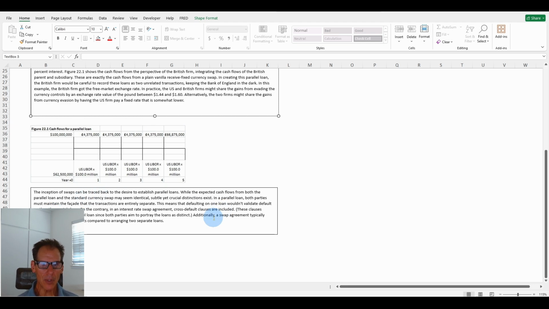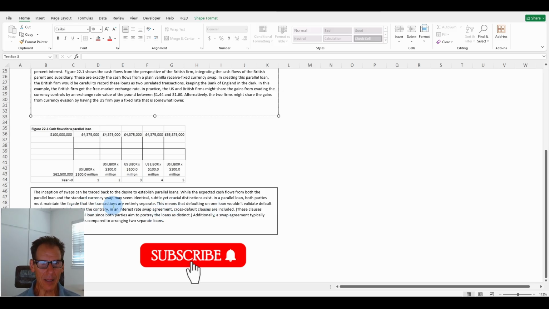While the expected cash flows from both the parallel loan and standard currency swap may seem identical, subtle yet crucial distinctions exist. In a parallel loan, both parties must maintain the facade that the transactions are entirely separate. This means that defaulting on one loan wouldn't validate default on the other party's loan. On the contrary, in a swap agreement, cross-default clauses are included. These clauses cannot be part of the parallel loan since both parties aim to portray the loans as distinct. Additionally, a swap agreement typically incurs lower transaction costs compared to arranging two separate loans.